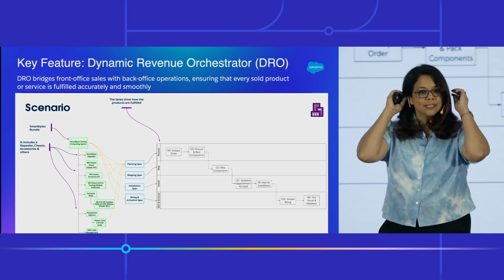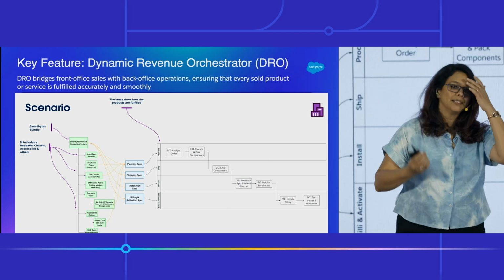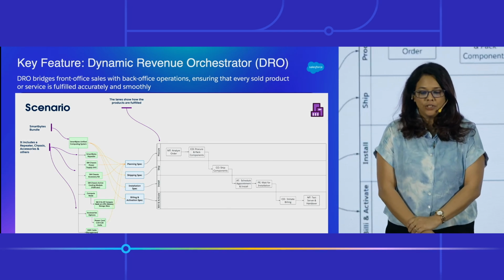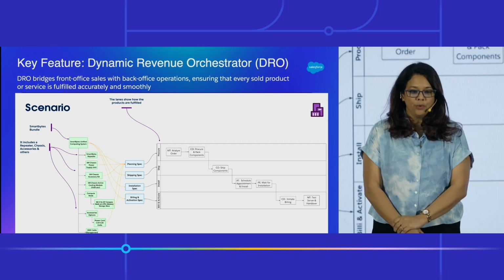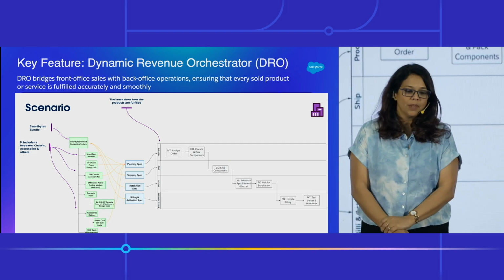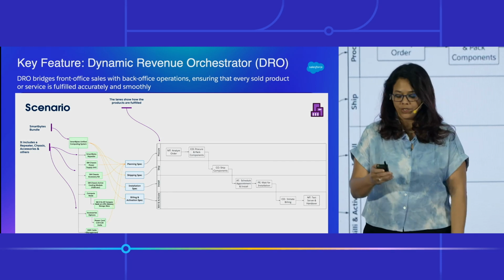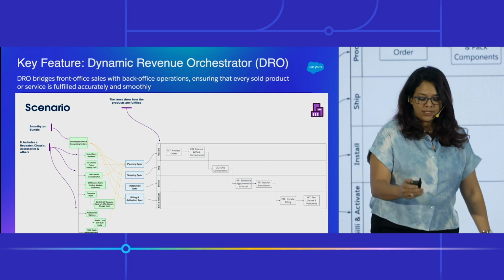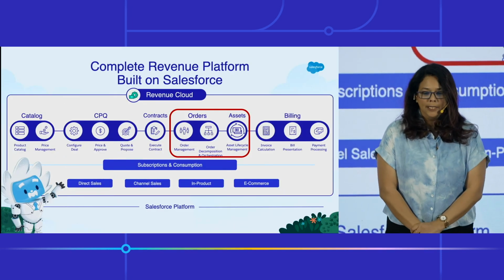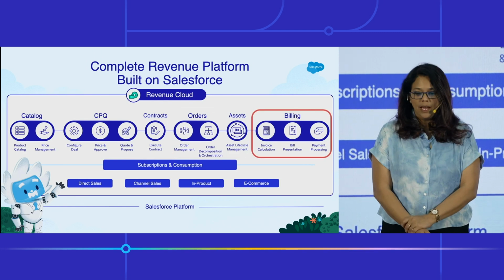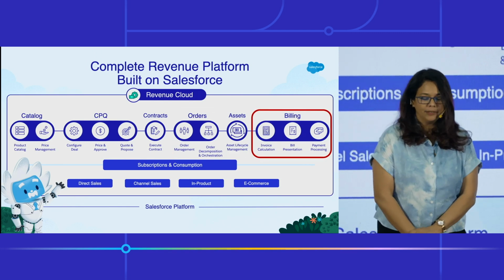So you can make sure that the billing does not initiate unless the installation is done, right? These kinds of things you can do with DRO, and it really bridges the front office and the back office operations. So this is one of the key features. I'll just move ahead in the interest of time and go to billing directly, right?